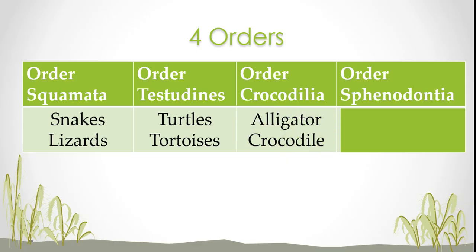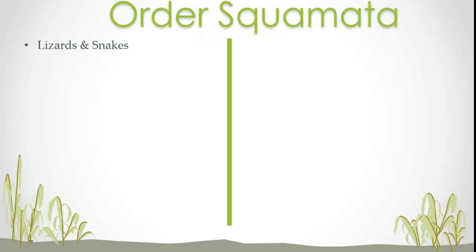And then the weird one, the order Sphenodontia. All right, has something to do with their teeth. It's the only one that survives in that. We kind of think of it as a leftover dinosaur, if you will, called a tuatara. And we'll get to him in just a minute. But we're going to start with snakes and lizards.